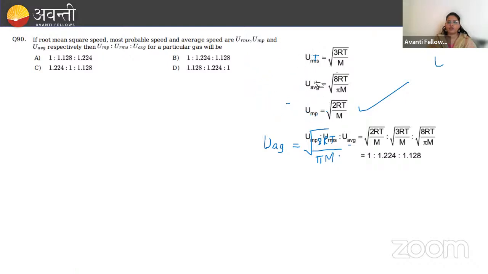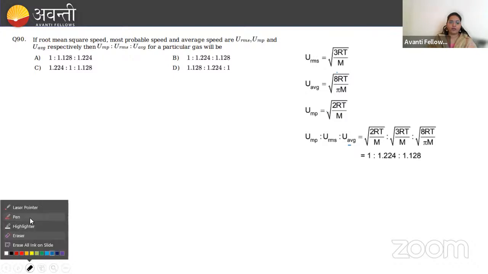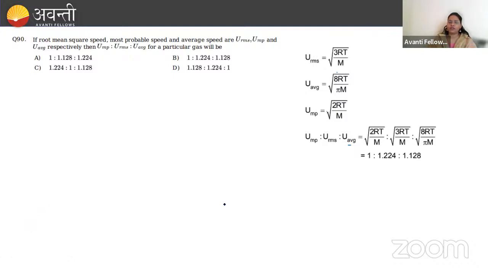RMS, average और most probable इस तरह से है उनके फॉर्मूले. ठीक है, उनको आप पुट करो और एक दूसरे से आप कैंसिल आउट करो, डिवाइड करो एक कॉमन फिगर से, you will get the ratio 1 is to 1.224 is to 1.128. So our answer here is what? Option B. Okay. Yeah, next question.